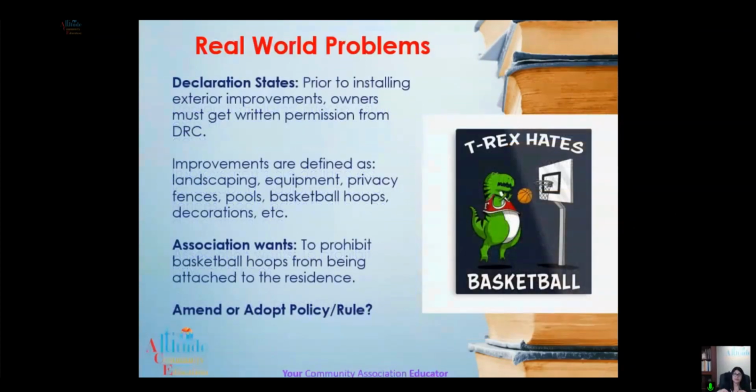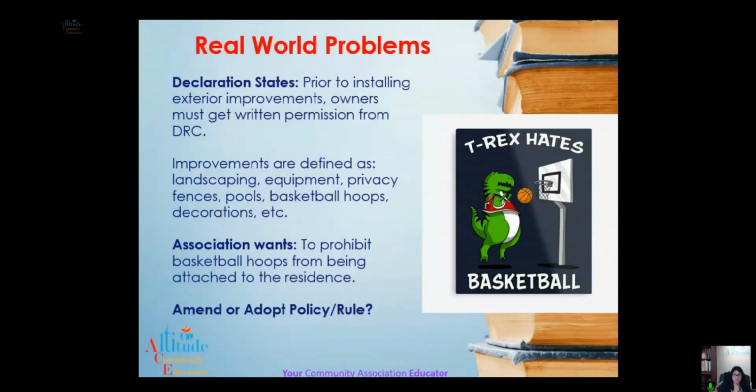Similar. So the declaration is the same declaration, right? You've got to get DRC approval before installing improvements, which are defined as all these things. The association wants to prohibit basketball hoops from being attached to the residence. What do you guys think? Is that something they can do through a rule? So the answer is yes, they can do that through a rule.